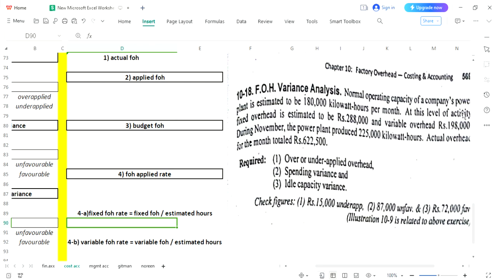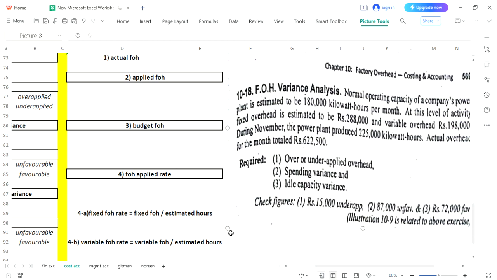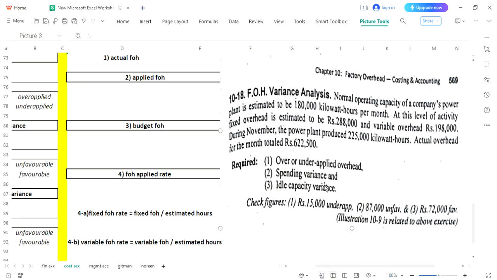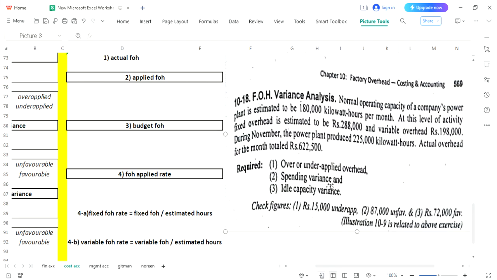Though we should read everything again, here is our question, and you can see that, okay, here the complete question has arrived. Let me set it. Normal operating capacity of the company's power plant is 180,000. Normal or estimated or budget is almost similar. There is a minor difference and we will discuss it later on. So these normal hours can be considered as your estimated. So the first thing we have got is 180,000, which is normal hours. At this level of capacity, we have found fixed FH 288 and variable FH 198.